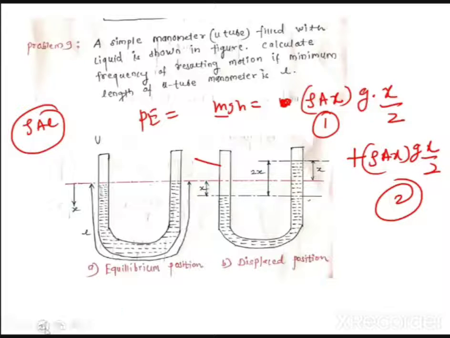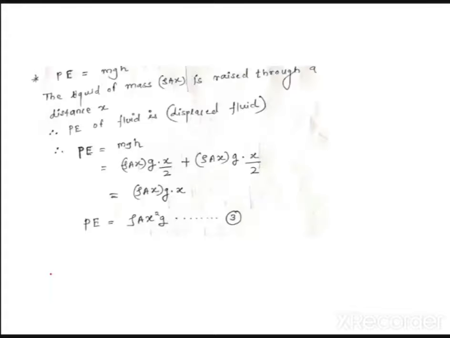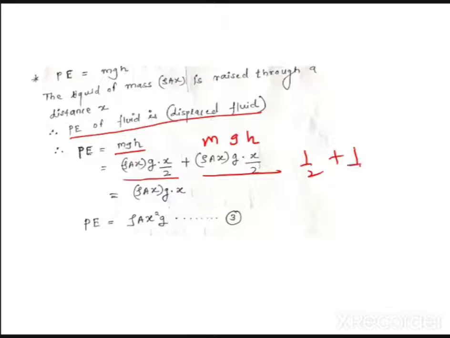I hope it is clear to you. Okay. So similarly, you can see I have calculated here. So potential energy of the displaced fluid is mgh. That is rho A x g into h by 2 for tube 1. Rho A x g means what? This is m, this is g, and this is h. So finally, you are getting half plus half equal to 1. So you are getting rho A g x into h. So potential energy is nothing but rho A x square into g.